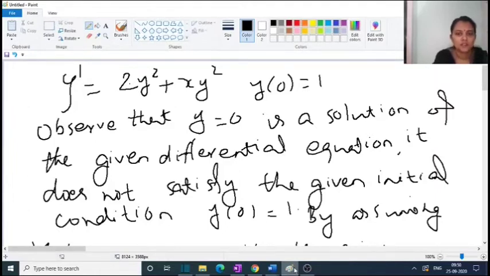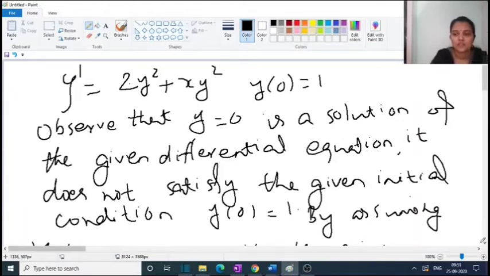So the first problem is: find the solution of y dash equal to 2y square plus xy square, given the initial condition y of 0 is equal to 1. Determine where the solution attains its minimum value. So here we have to observe that y equal to 0 is a solution of the given differential equation, since when we substitute, the equation is satisfied. But it does not satisfy the given initial condition y of 0 is equal to 1.